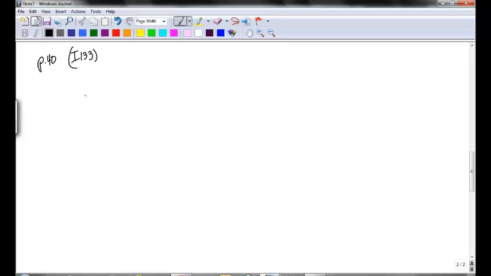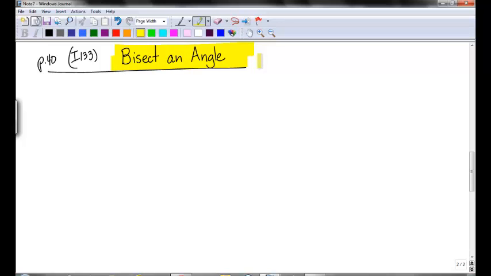Okay, and this one is called bisecting an angle. We're going to bisect an angle. That means you're going to divide an angle in half. Okay, step 1 says draw an angle on your paper and label the vertex as point P. Put your compass at P and draw a large arc that intersects both sides of angle P.